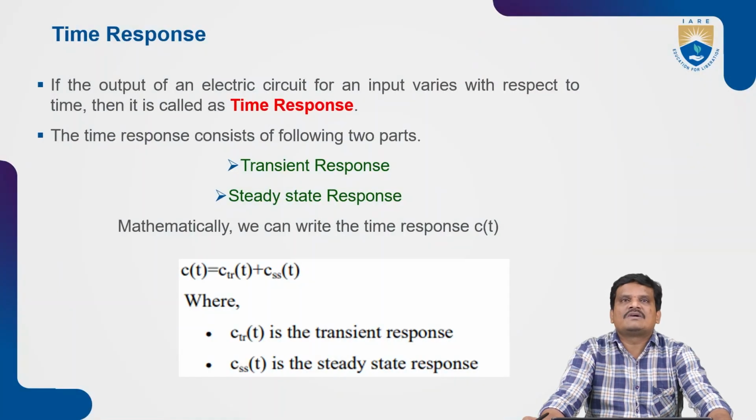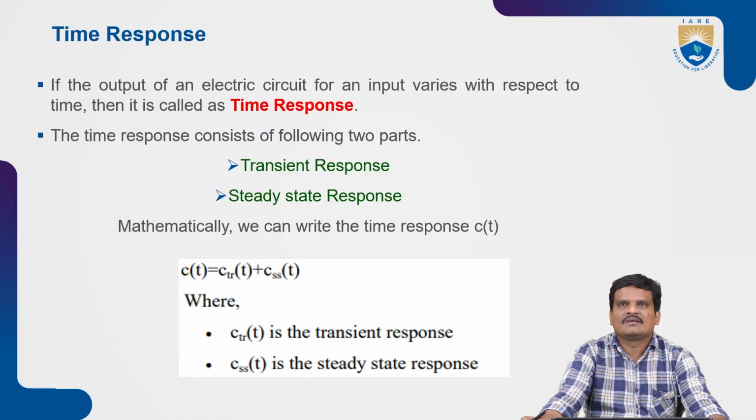Coming to our first topic, that is time response. Before going to discuss time response, we will see the definition of it and how the types of time response have been divided. If the output of an electrical circuit varies with respect to the value of input over time, then it is called a time response.